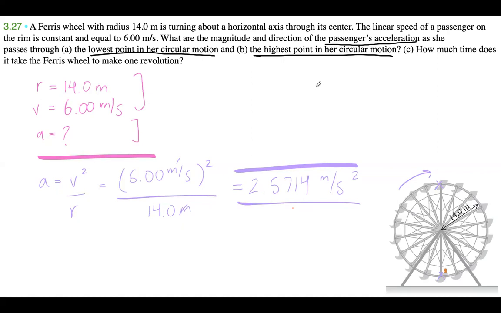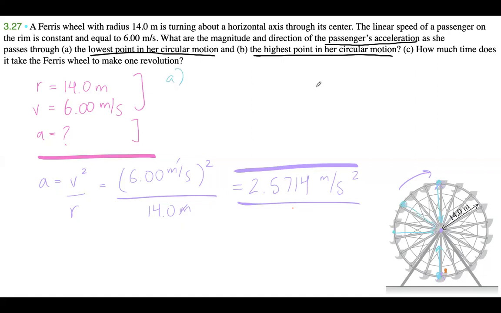Because this is a circle, we know that the acceleration is always going to point towards the center. Let me use a different color. Okay, let's use this blue. When we're right over here, the acceleration is going to point towards the center. And over here, it's going to point towards the center. And if we were here, it would point towards the center. So at any point, the acceleration for circular motion is always going to point towards the center of the circle.